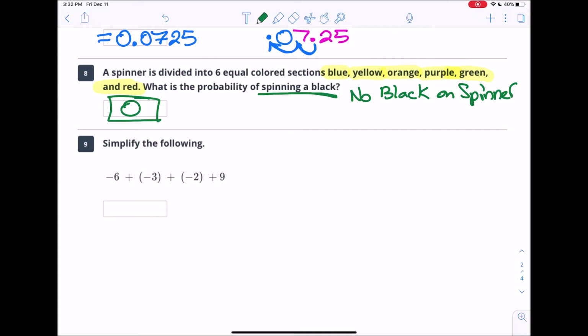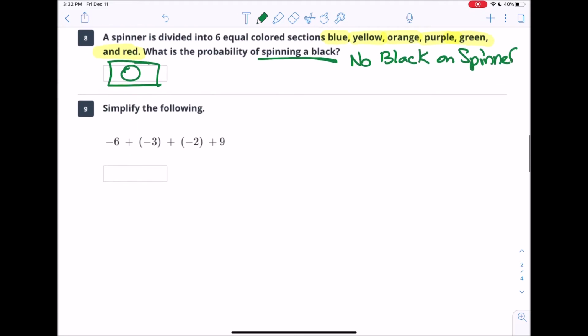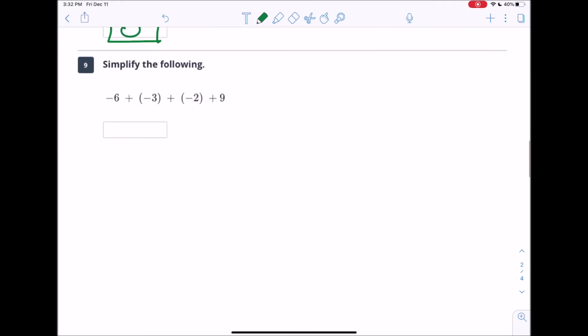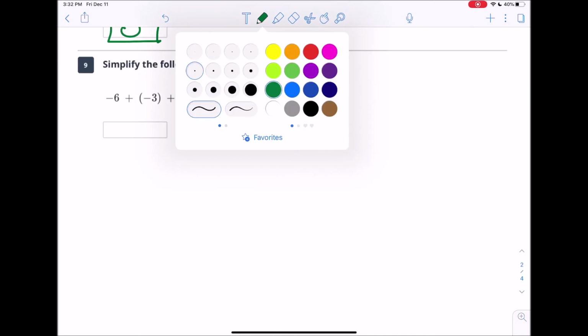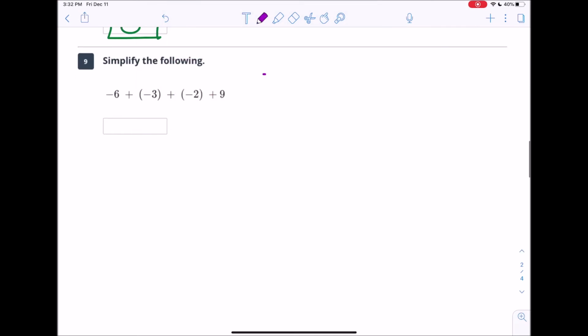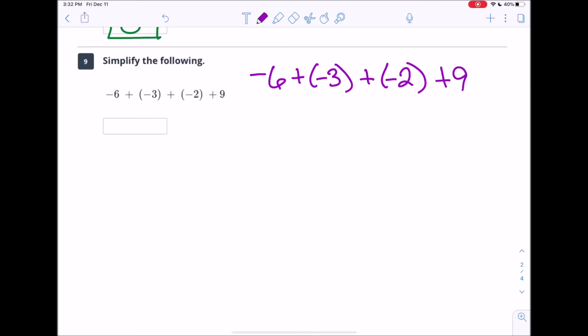All right. 9. Simplify the following: -6 plus -3 plus -2 plus 9. All right, so this is adding integers, right? Positive and negative numbers. And the key with this one is I would just take it one step at a time, okay? So we have -6 plus -3, I'm just rewriting the problem, plus -2 plus 9. So yeah, I would just take it one step at a time. It's addition, so order of operations says that you just start adding from left to right.